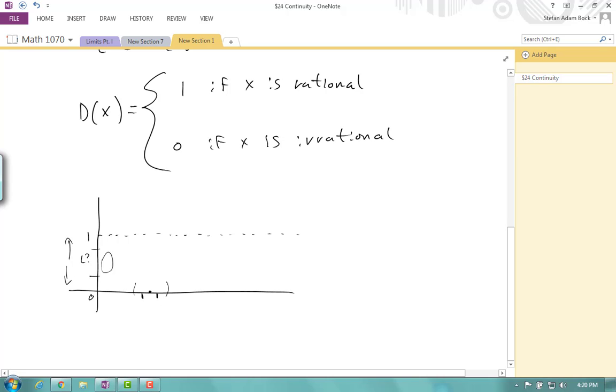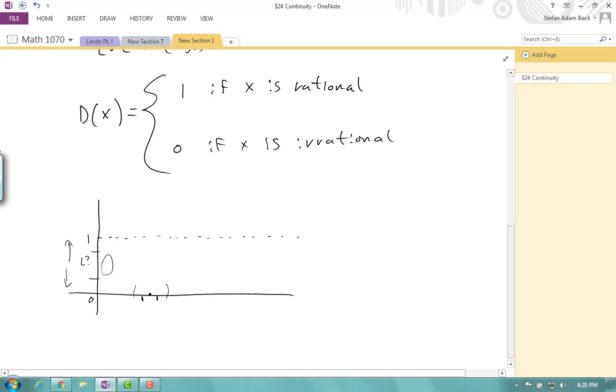If I think my limit is up here close to 1, then I'm going to have a bunch of irrational numbers which go to 0 through the function, which fails the definition. If I think my limit is down here at 0, then I'm going to have a bunch of rational numbers which evaluate to 1 and fall outside of my target range. So this is a function which is continuous nowhere. And in fact, it's even worse than that. The limit exists nowhere on this function.